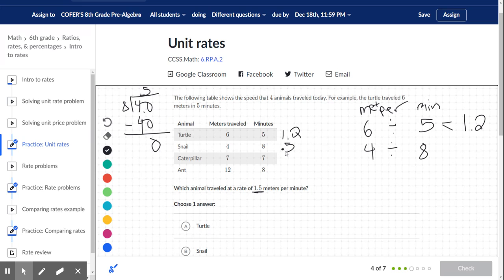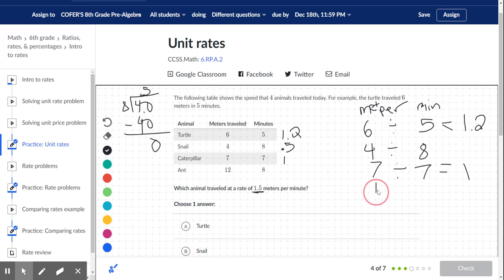Okay, so let's try the caterpillar. The caterpillar went 7 meters in 7 minutes. 7 divided by 7, I know that's just 1. I'm not looking for 1. Most likely it's going to be the ant, but we want to make sure.